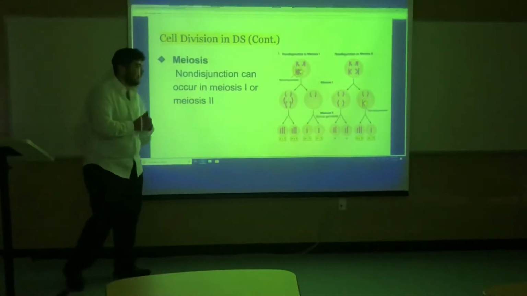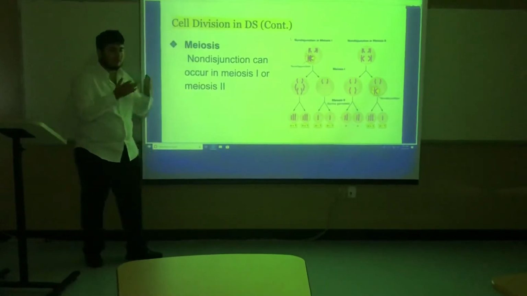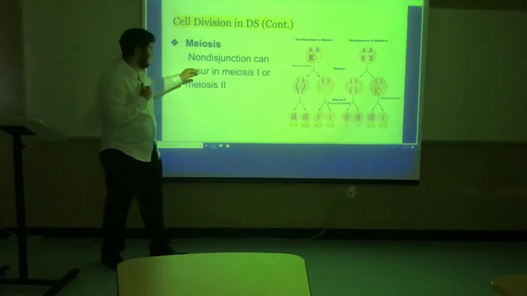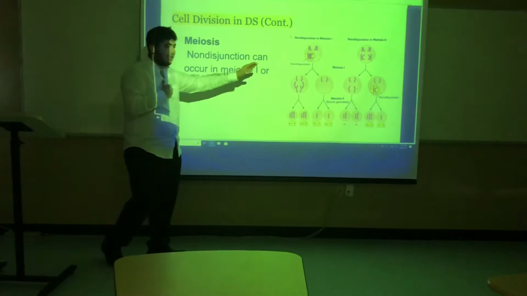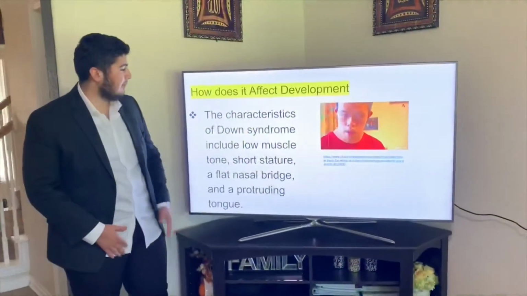Cell division in Down syndrome continued. The second part of cell division is meiosis, and meiosis is all the sex cells dividing. And Down syndrome happens when non-disjunction could occur either in meiosis 1 anaphase 1 or in meiosis 2.